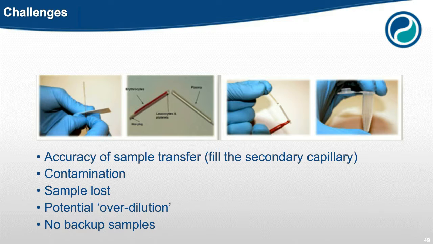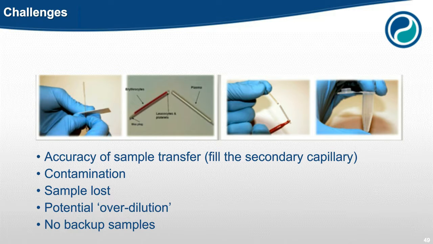Because we need to transfer whatever is collected in the first or the primary capillary to the secondary capillary tube. And that brings the challenge that we need to make sure the secondary capillary tube is completely filled. Because if you don't fill the second capillary tube, you don't know exactly how much volume you have in there, and that will cause a big problem when we do the PK profiling.